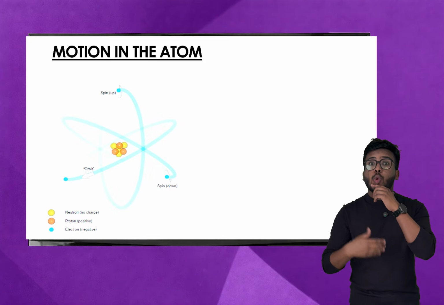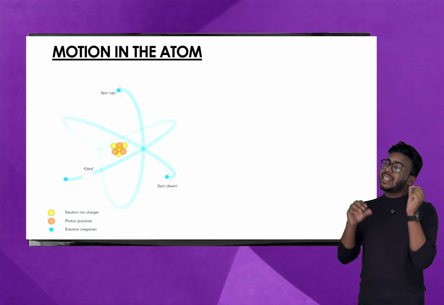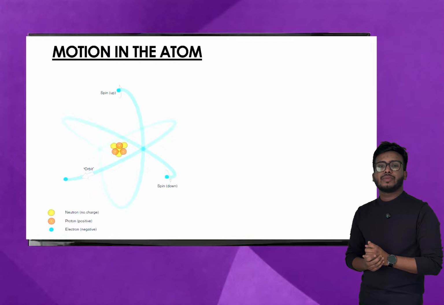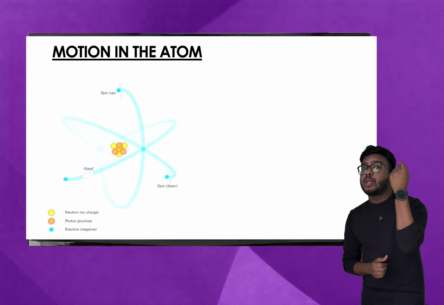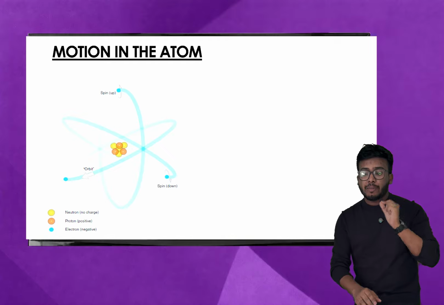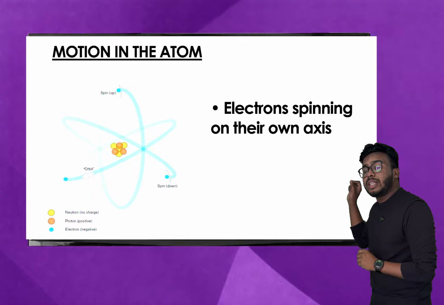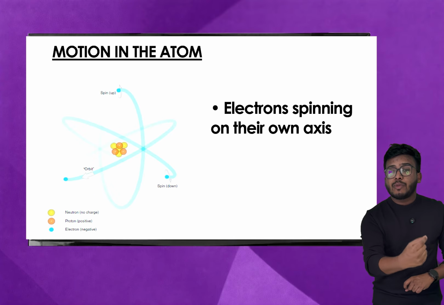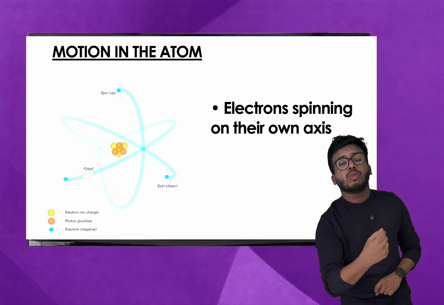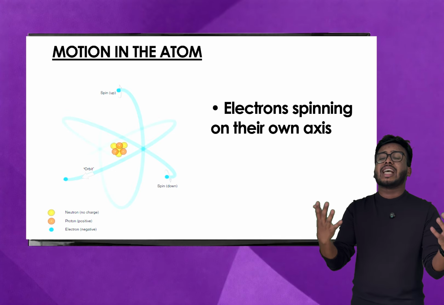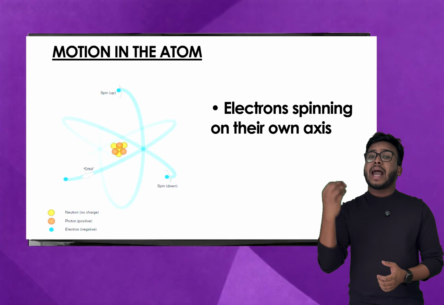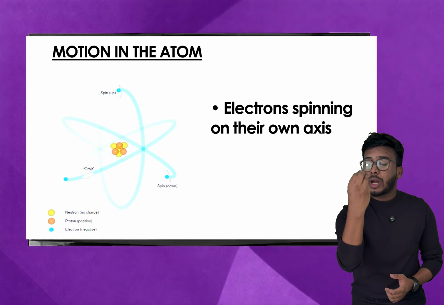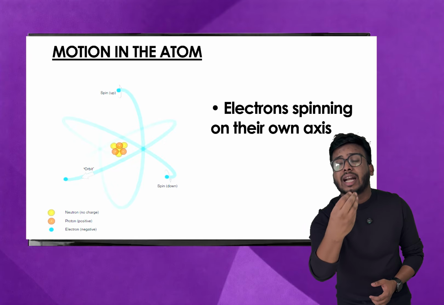Now we need to know the movements present inside the atom. Basically, we have 3 types of movement inside the atom. What are those? First type of movement: electrons are spinning on their own axis. Second type of movement: at the same time, they are revolving around the nucleus, orbiting around the nucleus, the same way planets have a planetary motion. The planets revolve around the sun, and they are also spinning on their own axis. At the same time, they are revolving around the sun, right?